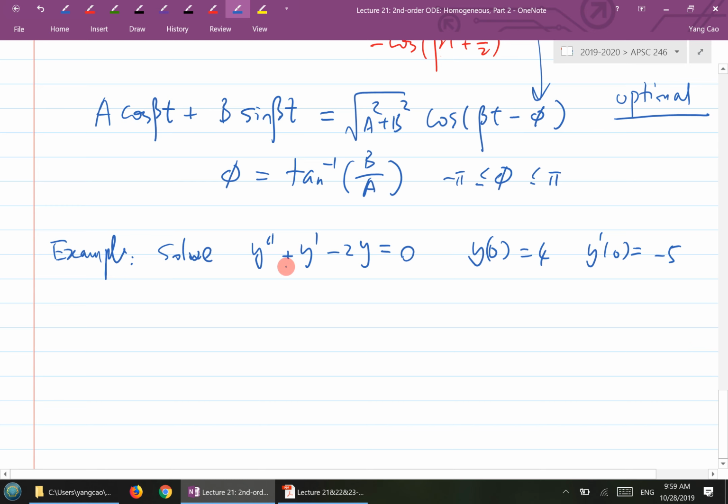The first step, when you deal with this kind of equation, look into it and you find this is 0, so it has to be homogeneous. And then you look at the coefficients, they are constant, so this is exactly what we just have done. First, write down the characteristic equation.